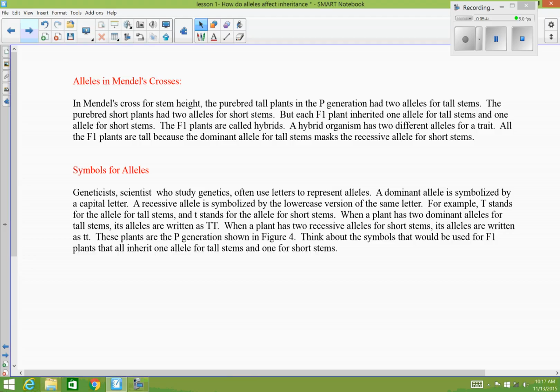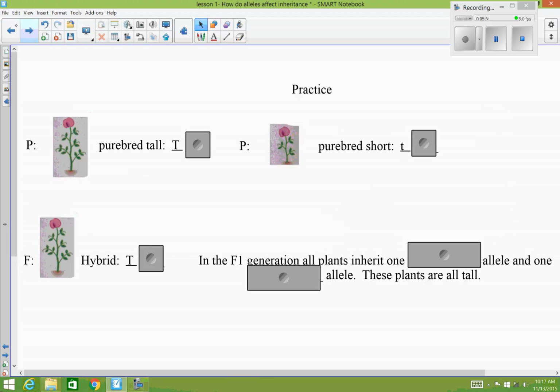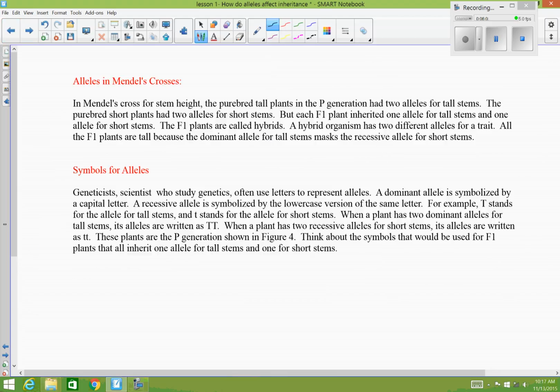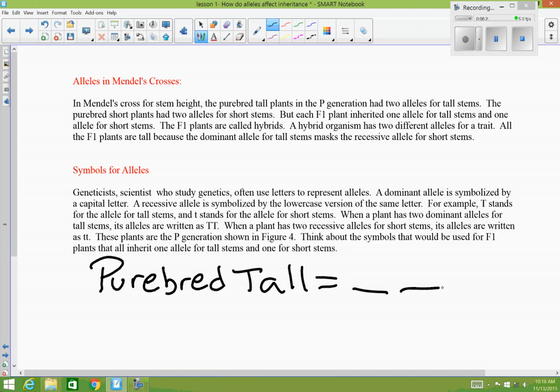These plants are the P generation shown in Figure 4. Think about the symbols that would be used for F1 plants that all inherit one allele for tall stems and one for short stems. Okay, so let's just review what we said here. If a plant is purebred for a tall stem, and we're using the letter T, what are its alleles going to look like? I want you to fill that in.